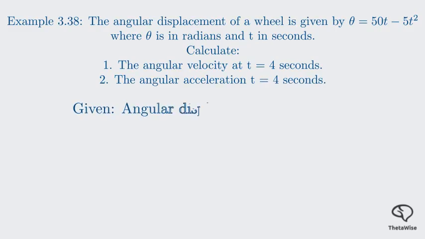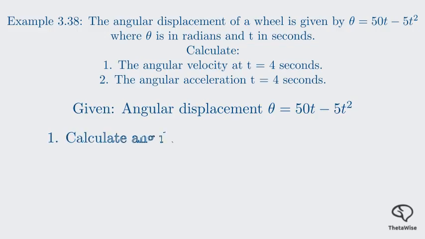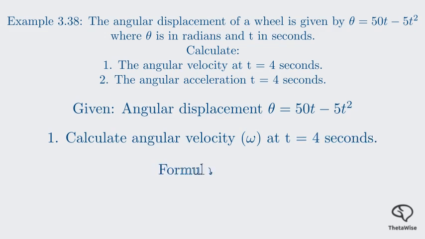We are given the function for angular displacement, theta equals 50t minus 5t squared. This means that for any time t, we can find the wheel's angular position. Our first goal is to calculate the angular velocity at t equals 4 seconds. To find velocity, we need to differentiate the displacement function. Remember the formula. Angular velocity is the derivative of angular displacement. So we need to find the derivative of 50t minus 5t squared.